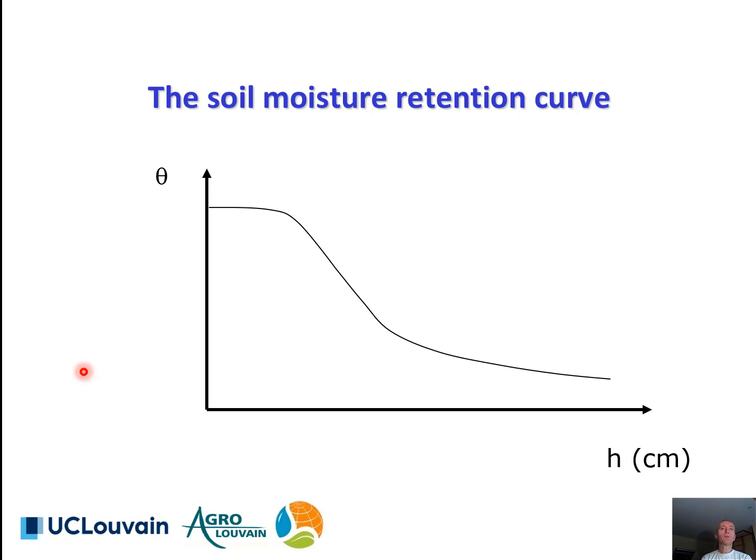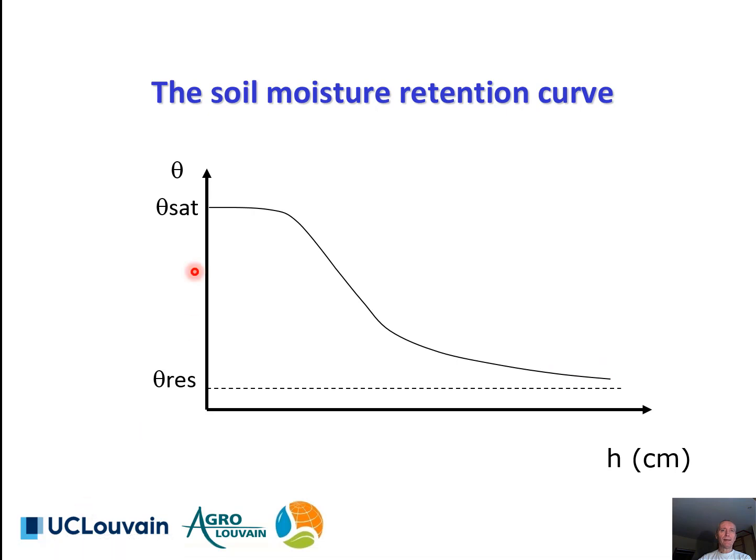An example of such a soil water retention curve is shown here. It generally is a sigmoidal continuous curve between a maximum value of soil water and the minimum value. The saturated soil water content, theta S, is here, and the residual water content is situated here. The residual water content refers to the quantity of water that remains attached to soil particles or that is completely immobilized when the soil gets very dry. We come back to the soil water retention curve later on in this course.